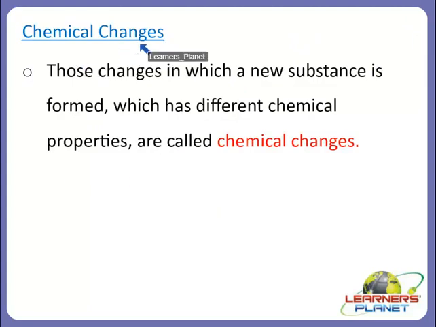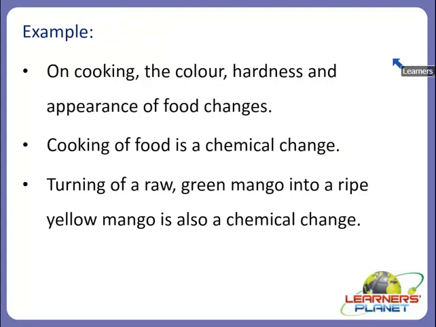And now we will study about chemical changes. Last topic but not the least. Yes, those changes in which a new substance is formed which has different chemical properties are called chemical changes. For example, on cooking, the color, hardness and appearance of food changes. So we can consider this cooking of food as a chemical change. Even turning of a raw green mango into a ripe yellow mango is also a type of chemical change because new substances are formed and the chemical properties have also changed. Right? So these are some of the chemical changes.